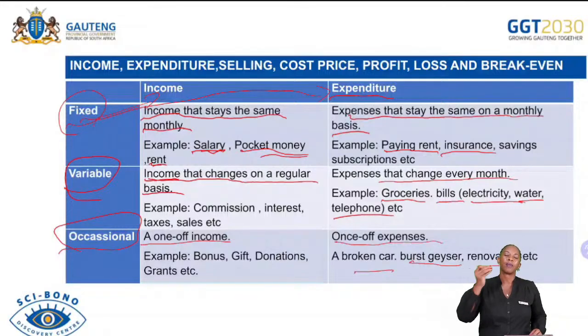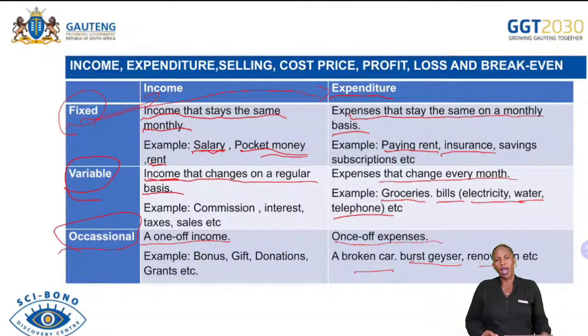I will go out and buy that tire. I don't buy a tire on a monthly basis. I will only buy that tire if it has burst, or even a geyser. A geyser doesn't burst on a yearly or monthly basis, unless there is a fault in your electricity connectivity. Then the geyser will burst, and as it bursts, I have to fix it. It is something that happens once in a while, so it will become a once-off expenditure.